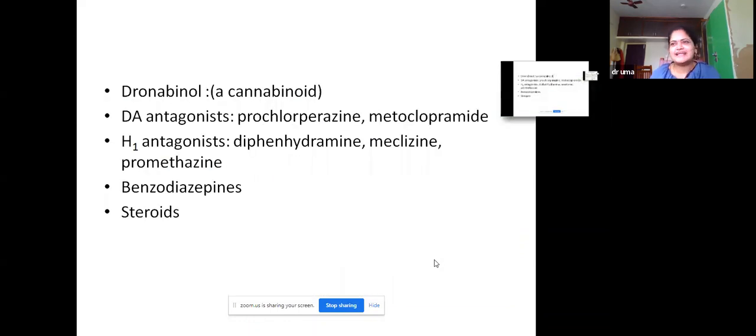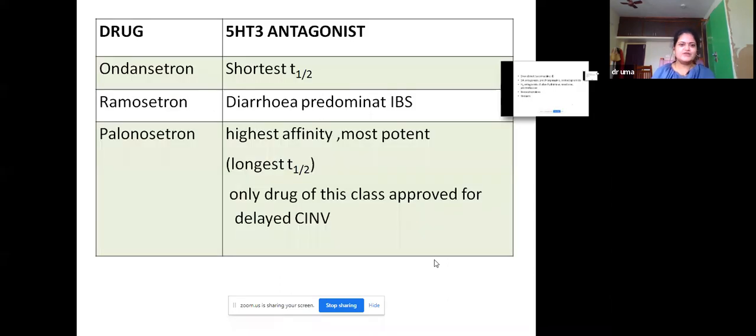And dronabinol is a cannabinoid which acts mainly on the cannabinoid 1 receptor. It is used for AIDS-related cachexia. Other antiemetics are dopamine antagonists, H1 antagonists, benzodiazepines, and steroids. They are adjunctive antiemetics. So now coming to the 5-HT3 antagonists, ondansetron has the shortest half-life.